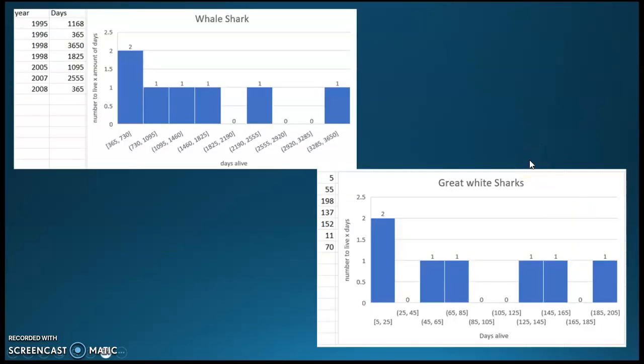So here you can see in my histograms, it breaks it down into how many days the sharks lived in captivity. And although they look fairly similar in a histogram, we can clearly see based on the numbers to the side of each of them that they are drastically different sets of numbers.